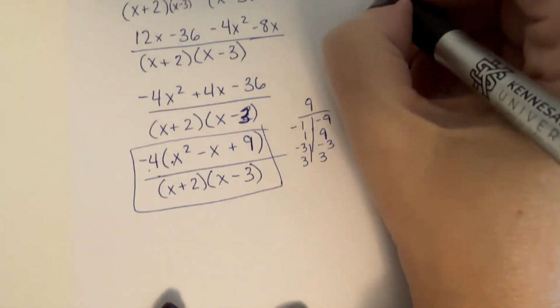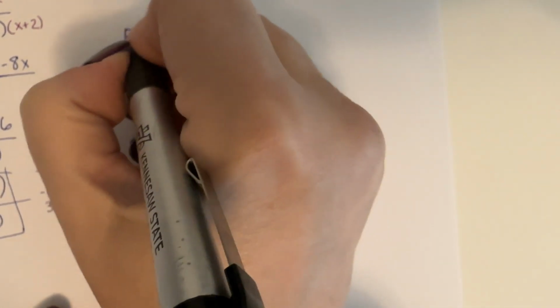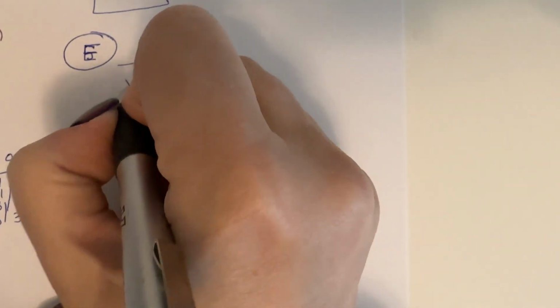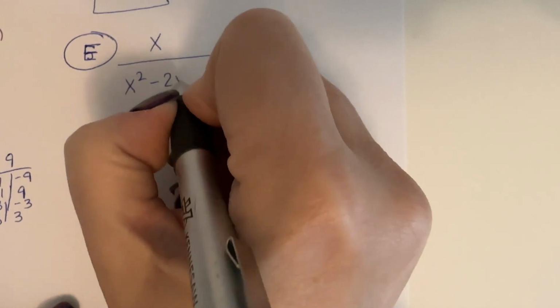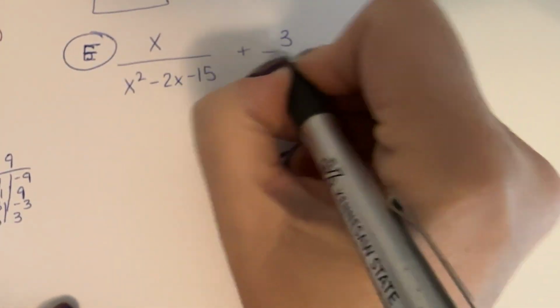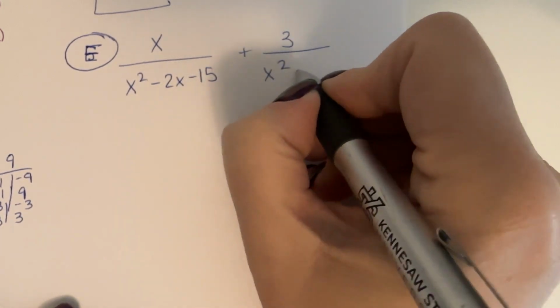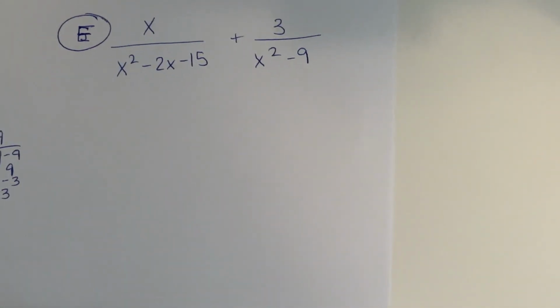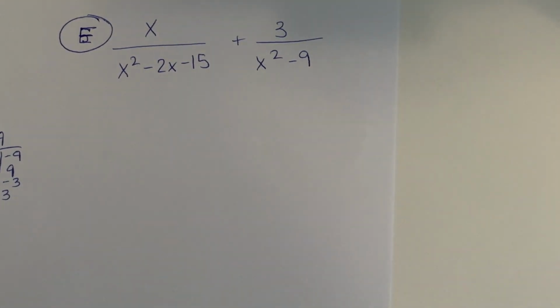Okay, let's move on to E. Oops, sorry. Let's move on over here and let's do example E. E, not 5. Okay, I'm going to recopy it. Again, I just like having a lot more space to work. Okay, so this is the first one we've encountered where the denominator is not factored for us. So we do need to factor that.